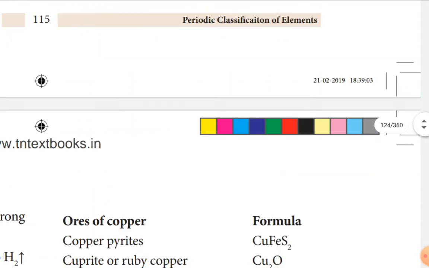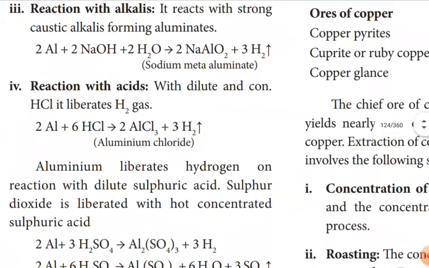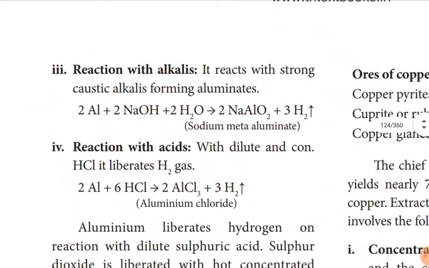Then the next reaction, the reaction with alkali. Alkali means sodium hydroxide, potassium hydroxide, bases which are readily soluble in water; they are called alkalis. It reacts with a strong caustic alkali. Caustic soda means sodium hydroxide. So sodium hydroxide reacts with aluminum to form sodium metaluminate and liberates 3 moles of hydrogen.